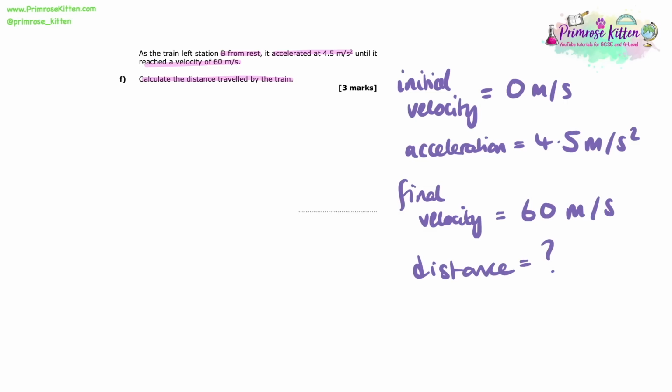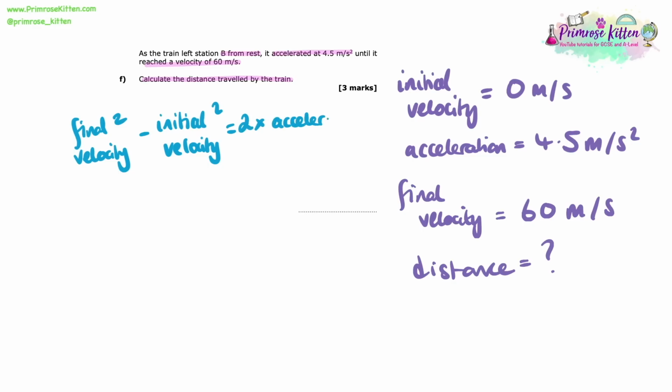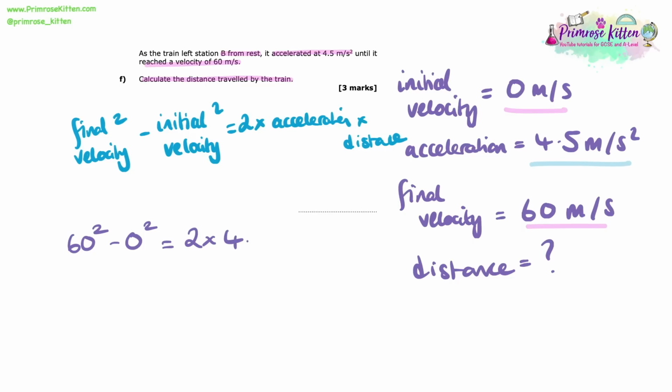Looking at this, we should recognise the correct equation to use. The formula we must use states that the final velocity squared minus the initial velocity squared is equal to 2 times the acceleration times the distance. You can see me writing it here. Of course we need to find the distance and we know the other quantities, so I would just substitute those values in. That leaves me with 60 squared for the final velocity squared minus 0 squared, and that is equal to 2 times the acceleration, which is 4.5, times the distance, which is of course our unknown.